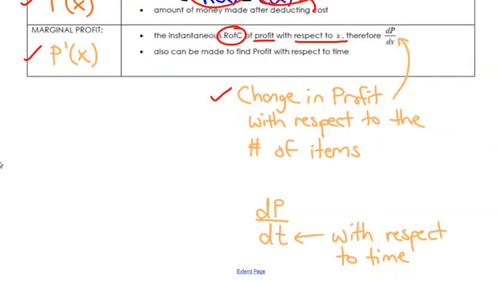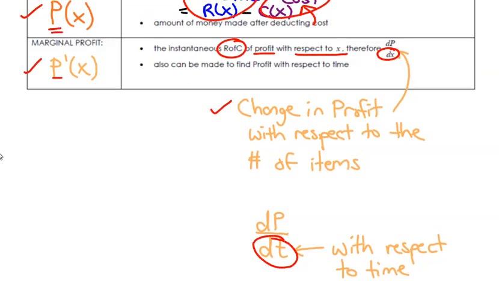And of course, a lot of times we don't really talk about dx, like the number of items. A lot of times we actually talk about time. And so if we're going to talk about the profit with respect to the change in the number of years that you actually have your business, we would switch it to dP over dt. And notice that these two are going to be capital P's. So the little p is for that price function.